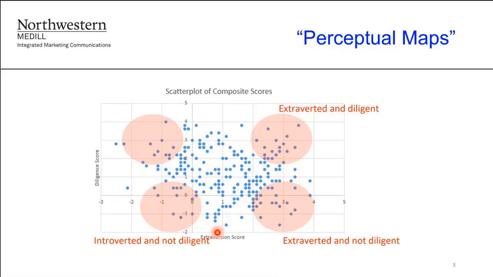Overall, in the perceptual map, generally we have only two dimensions like this, extraversion and diligence. If it's more than two, we should use a three-dimensional map, which is rather complicated to interpret, right? So usually for the perceptual map, we use up to two dimensions.